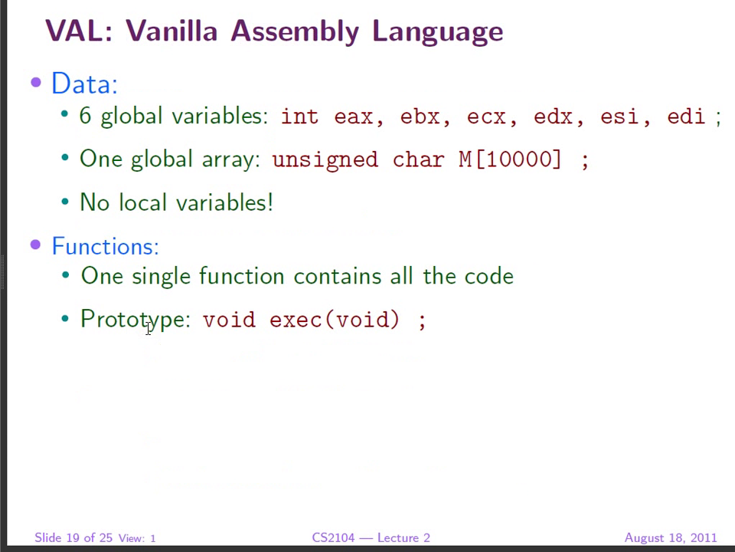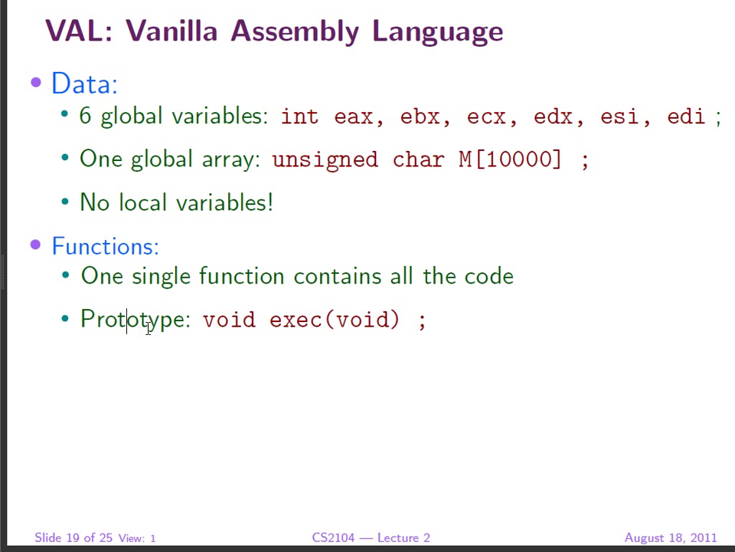So what we define is what we're going to call a vanilla assembly language. It's not really an assembly language. It is a restricted C. Imagine that in your C programs, you're only allowed to use 6 global variables. That's all. And these 6 global variables are EAX, EBX, ECX, EDX, ESI, and EDI. I'm using these names because these are the names of the Pentium registers, so I want to create a bit of similarity with the Pentium.